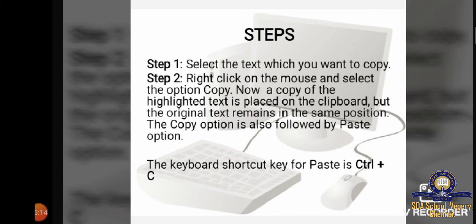Place the cursor at the position where you want the copied text to be inserted, either in the same document or open another document. Then right click on the mouse and select the option paste. This action will paste a copy of the text at the cursor position. So these are the things that we learned in this class, students.